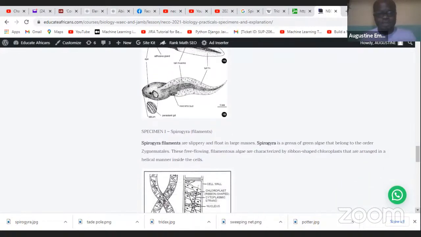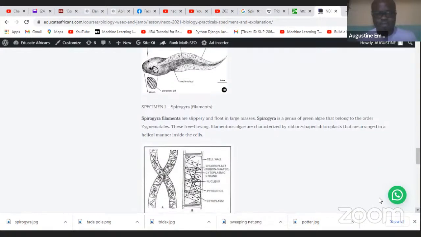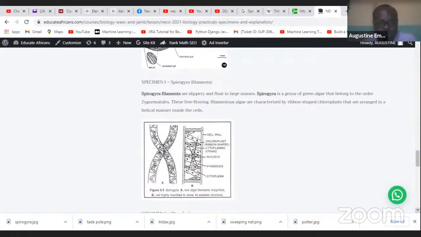So let's look at the Spirogyra filaments. The Spirogyra filaments are slippery and they float in large masses. Spirogyra is a genus of green algae that belong to the order Zygnematales. These free-floating filamentous algae are characterized by ribbon-shaped chloroplasts that are arranged in a helical manner inside the cell. So very important. Spirogyra is a very important organism. You're supposed to know about the Spirogyra. So this is a typical diagram of a Spirogyra.